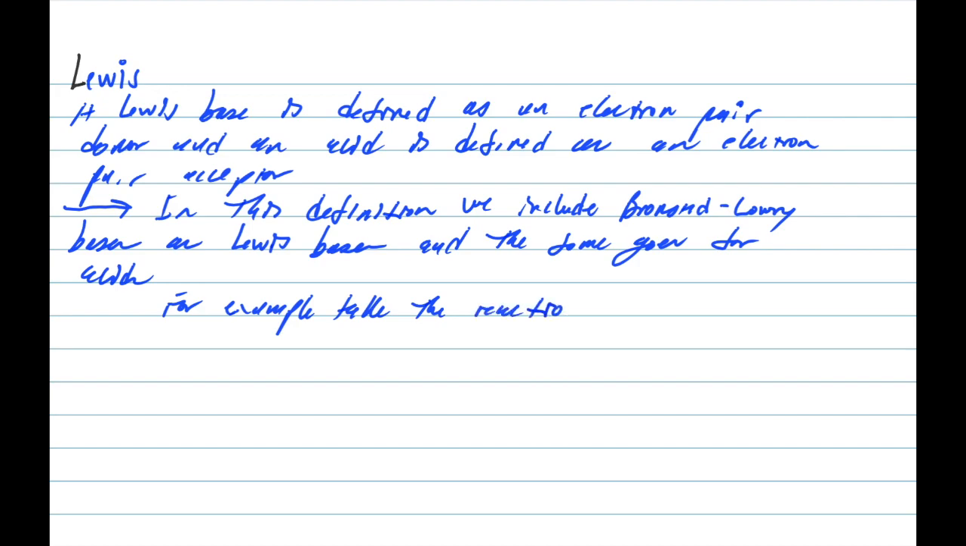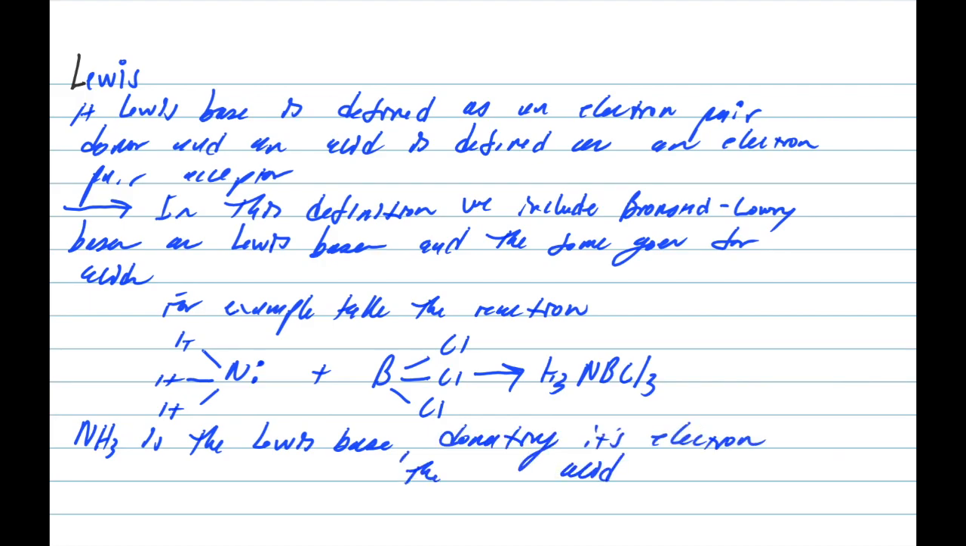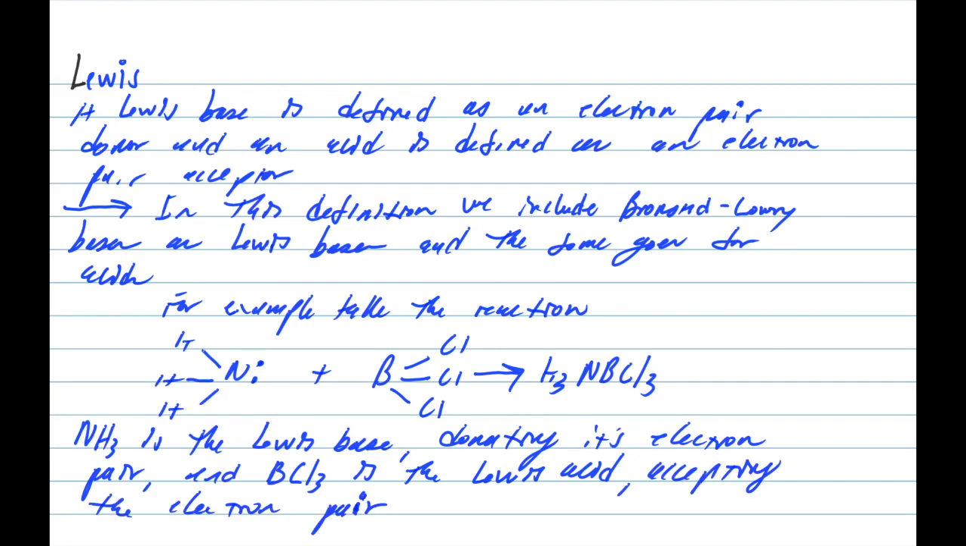And this will probably make more sense with an example. So for the example, we have NH3 plus BCl3. So you can see there's an electron pair, a lone pair of electrons on ammonia, NH3. And the reaction of these two chemical species is going to give us H3NBCl3. In this example, NH3 is the Lewis base, donating its electron pair, and BCl3 is the Lewis acid, accepting the electron pair. So you can see the Lewis definition is the most broad because it centers around electron pairs.